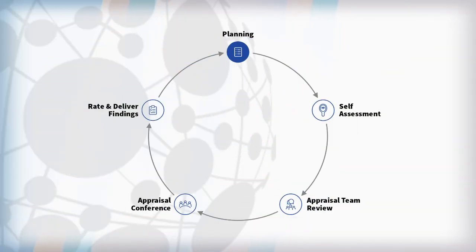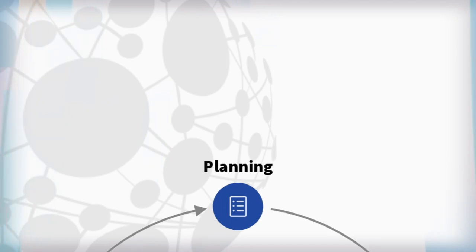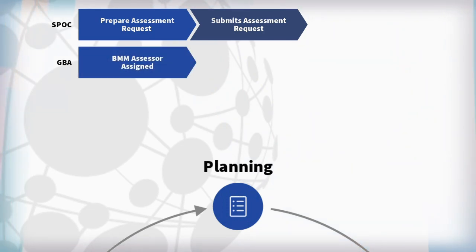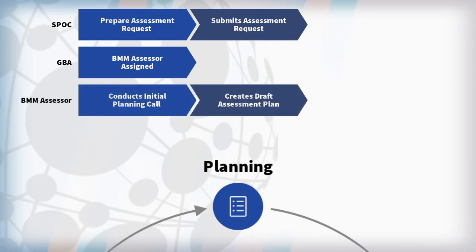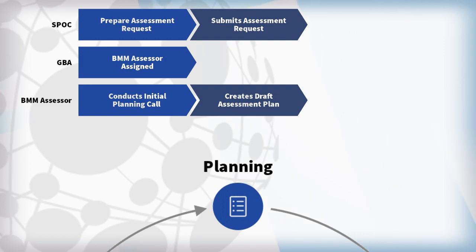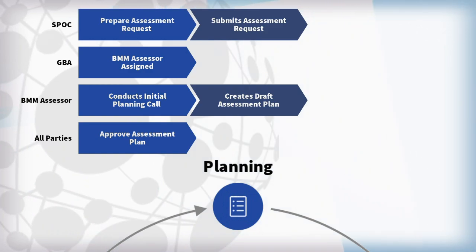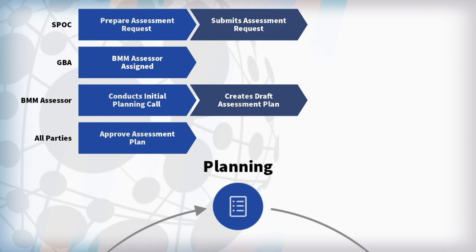The BMM assessment process begins when the Solution Point of Contact, or SPOC, submits an assessment request to the GBA Director of Standards and Certifications. A qualified BMM lead assessor is then assigned to the project and conducts an initial planning call with the SPOC. During this phase, the lead assessor creates a draft assessment plan, including the scope, schedule, information management plan, and confidentiality agreement. Once the plan is approved, the assessment team can proceed with the assessment. Data is collected during the assessment planning and execution for future estimating purposes and to identify lessons learned.